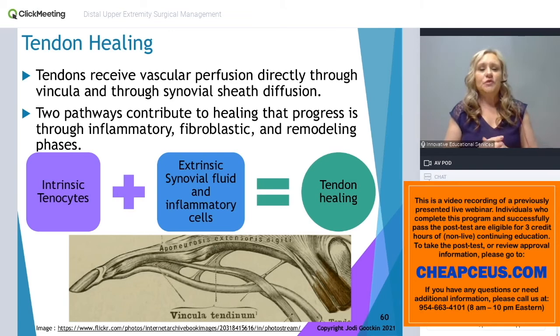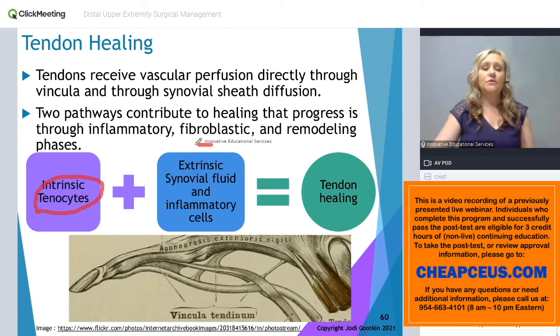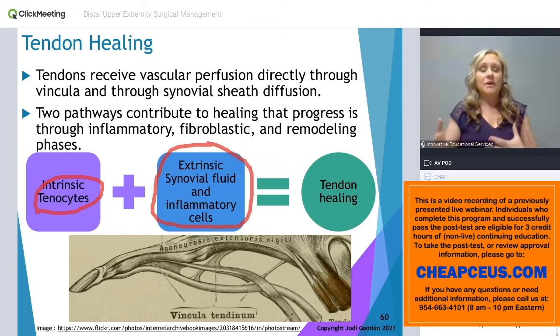As the physician performs the surgical technique and looks ahead to actual healing of the structures, there are several components that are beneficial to contribute to this healing process. The tenocytes themselves are going to stimulate the healing process, and then we have synovial fluid and inflammatory cells that come in to allow healing.